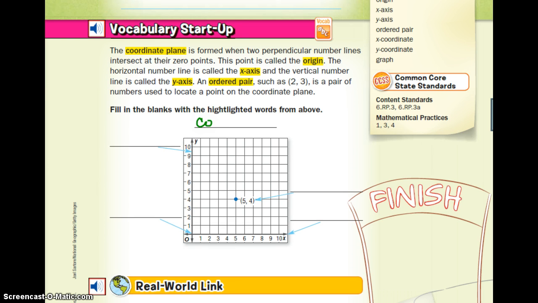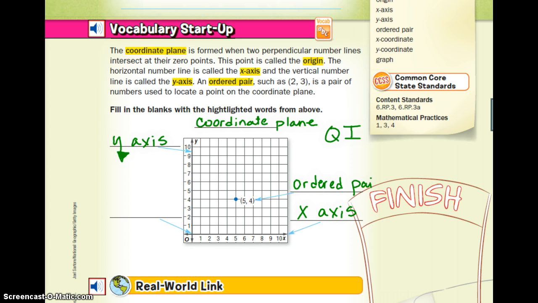We call the graph a coordinate plane. Notice that we're only dealing with quadrant 1 because we're dealing with the positive numbers. The y-axis is vertical. Why? Because you can make a tail out of the y. The x-axis is horizontal.